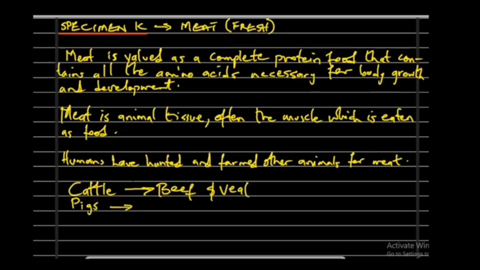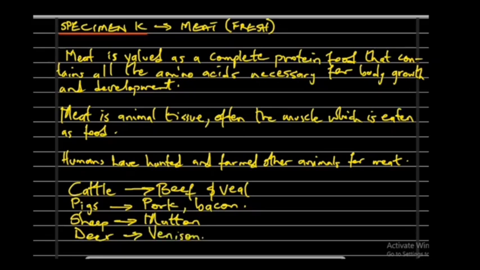we call pork, or it will also be called bacon. The meat from sheep, we call mutton. And also the meat from deer, we call venison.